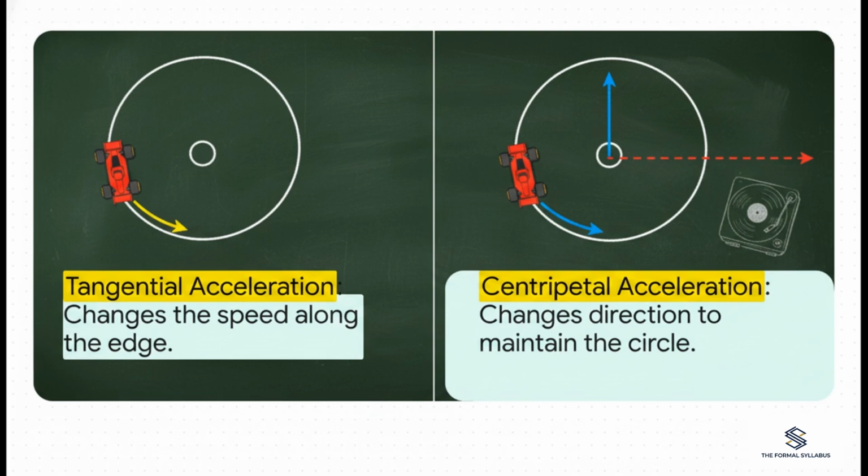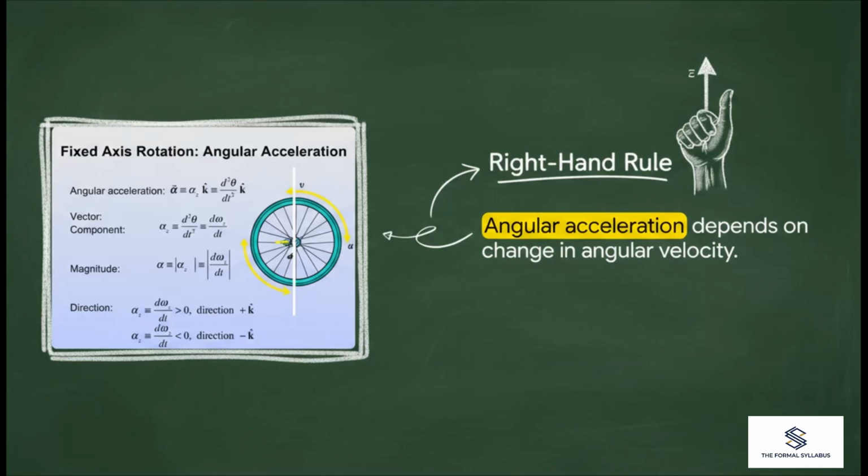And here is the dramatic truth of physics. Without that center-seeking centripetal acceleration, circular motion is literally physically impossible. The exact millisecond it drops to 0, boom, you're flying off in a straight line. Now, what's really interesting is how we visualize angular acceleration for the whole object. We use something called the right-hand rule. Basically, angular acceleration depends on the change in angular velocity over time.